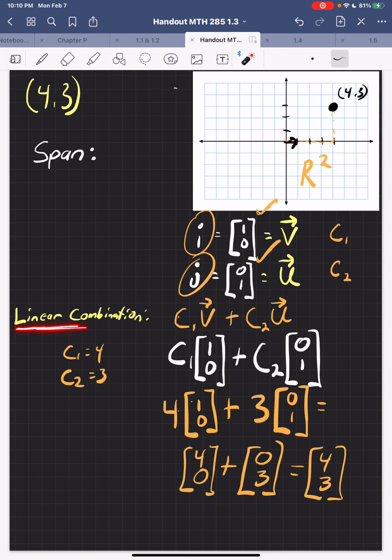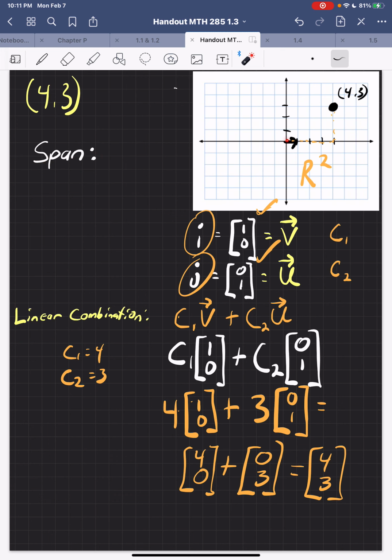Again, the takeaway from this video is: what is a linear combination? It's the sum of two vectors that have both been scaled by some non-zero scalar. So the sum of two non-zero vectors both scaled by non-zero scalars. That's a linear combination. The span of a linear combination is just the reach: what vectors can you reach through the linear combination?